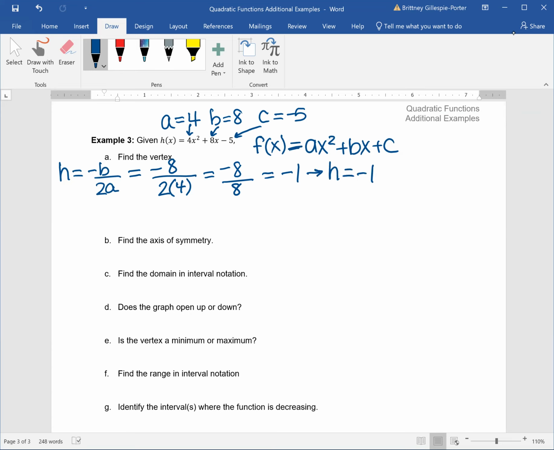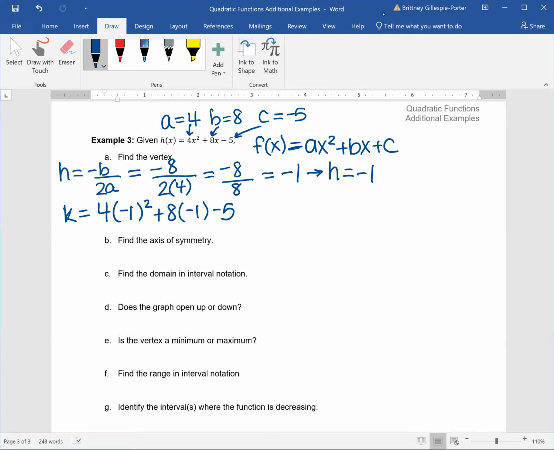To find our k, we need to take our h value, which is the x-coordinate of our vertex, and plug it into our function. So every time we see an x, we're going to plug in negative 1. So we're going to have 4 times negative 1 squared plus 8 times negative 1 minus 5. You can plug this into your calculator all at once if you would like. Just watch your parentheses because of the negative. If you would like to work it out by hand, you can.